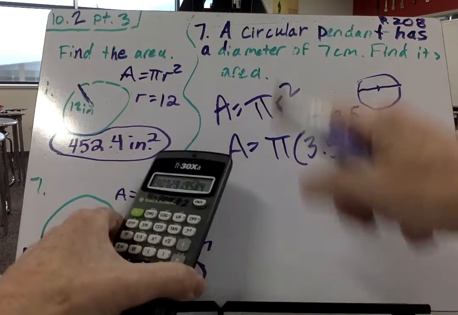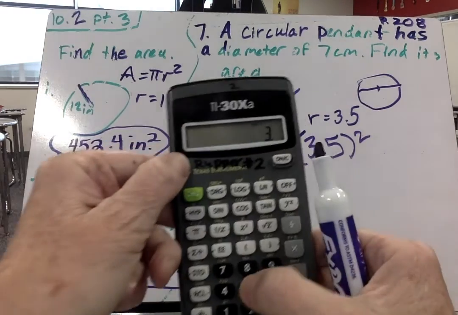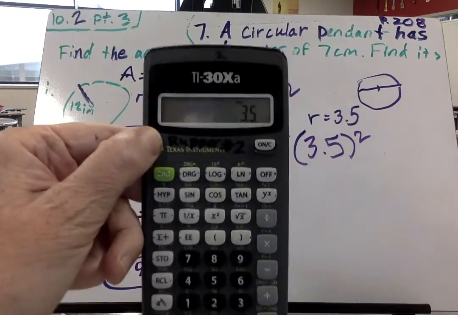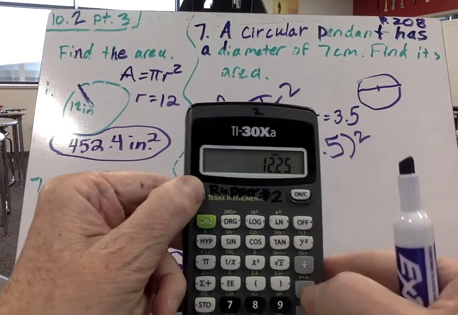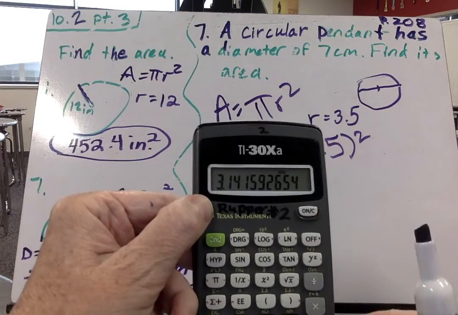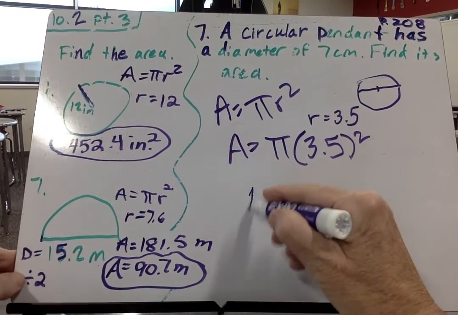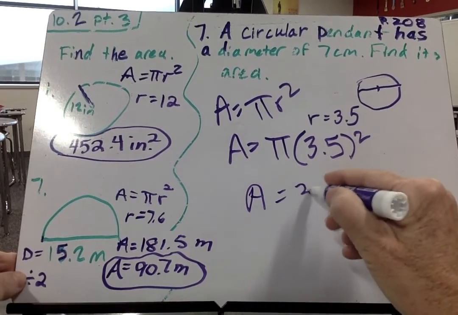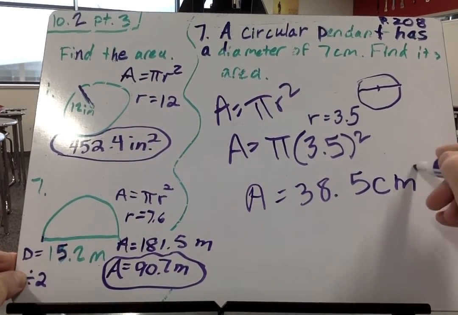I'm going to make sure you're showing your work. I'm going to go 3.5. Can you see that okay? Square it, because it's got x squared, times pi. 38.5. And what's my unit? Centimeters squared.